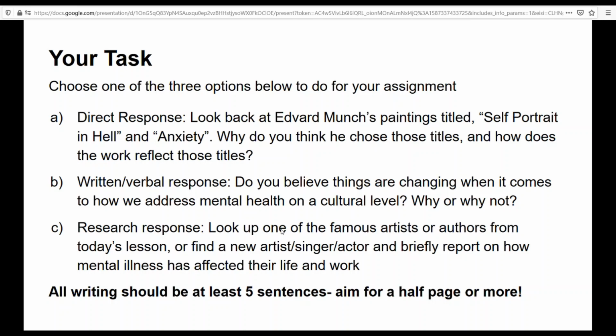There's a bonus option here as well. If you would like to send me a reflection of your 5-minute warm-up today, for just little bonus points, you can. Totally optional. But I'd love to hear what you were writing about as far as your coping mechanisms. So all you got to do is A or B or C, at least 5 sentences.